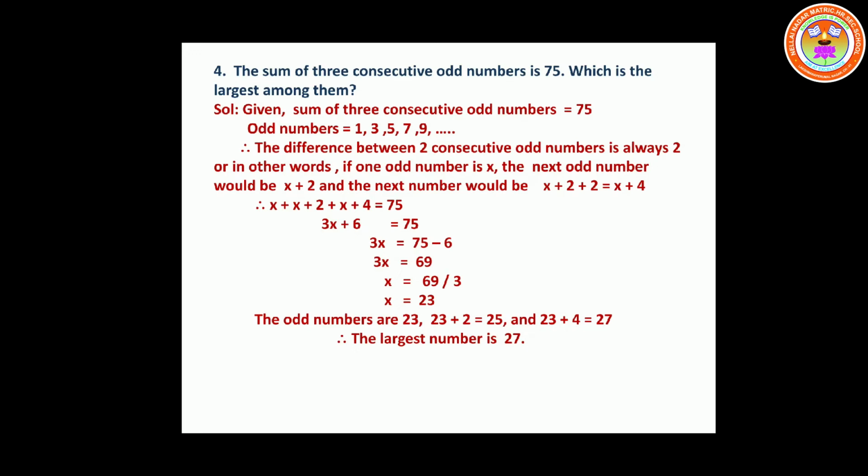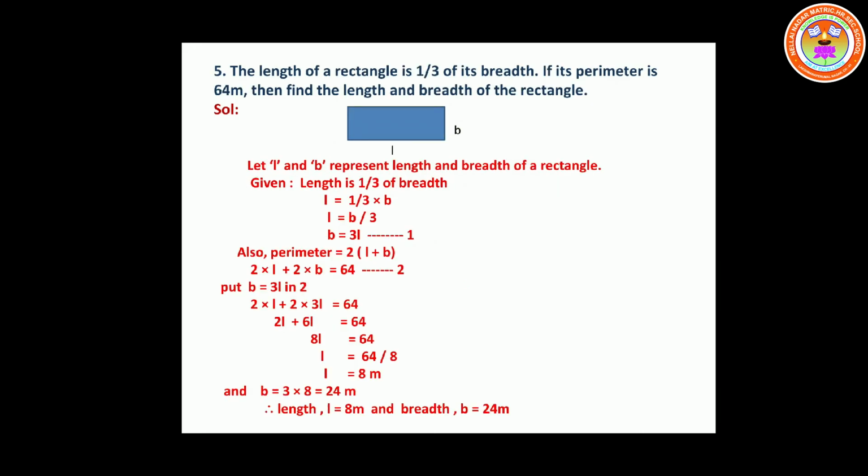But what is the final question they have asked? What is the largest among them? So according to 23, 25 and 27, which is the largest? 27 is the largest. Understood, children? Very good. Now, next one.